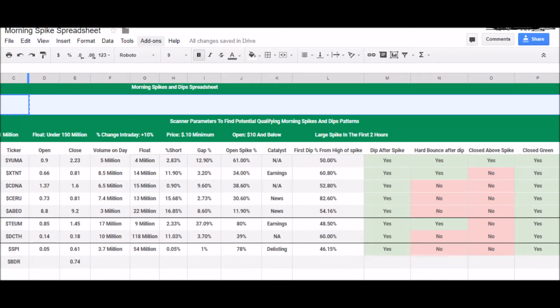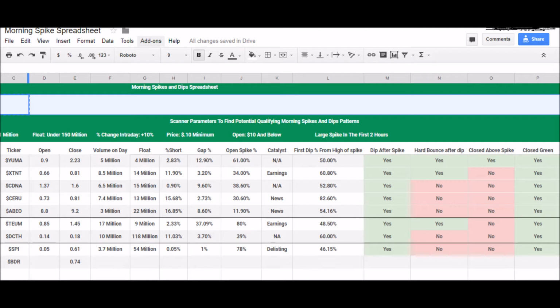I want to talk about this spreadsheet that I've been developing for the past few days and how I use it to find strategies to play when it comes to day trading. It's geared towards morning spikes. I wanted to find a way to predict these morning spikes before they happened, and a way to get in early.